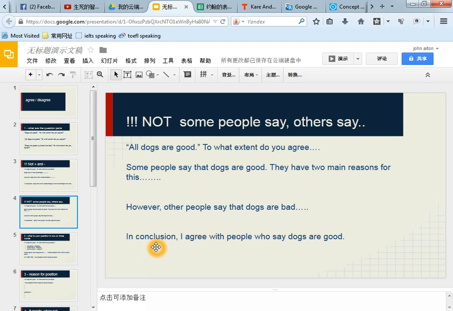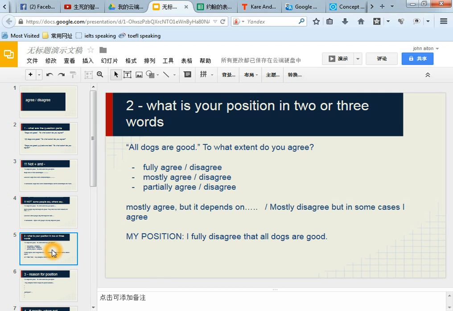It is possible to talk about positives and negatives. It is possible to talk about what other people say and what you think, but you don't have to structure your essay like that, only if it fits what you think best. Okay, so after we look at the parts of the question, we need to think about our position in 2 or 3 words. No more than 2 or 3, maybe 4 words.